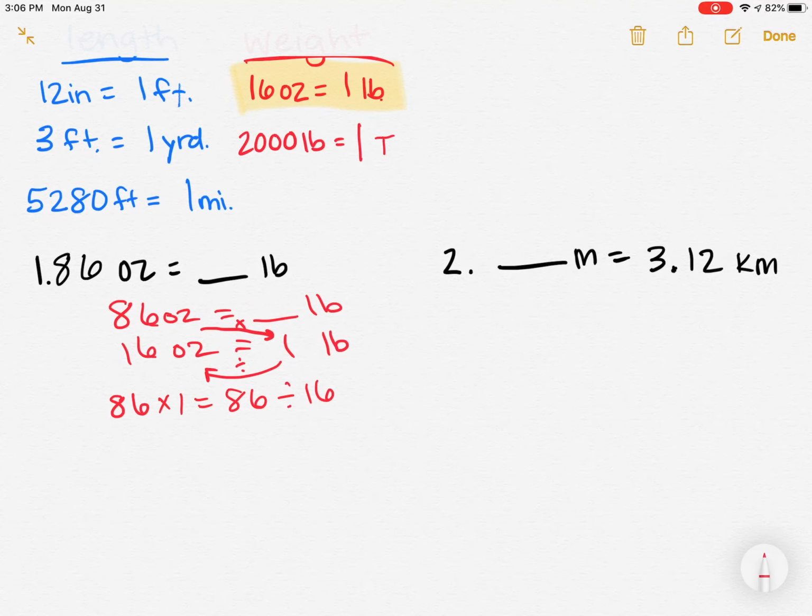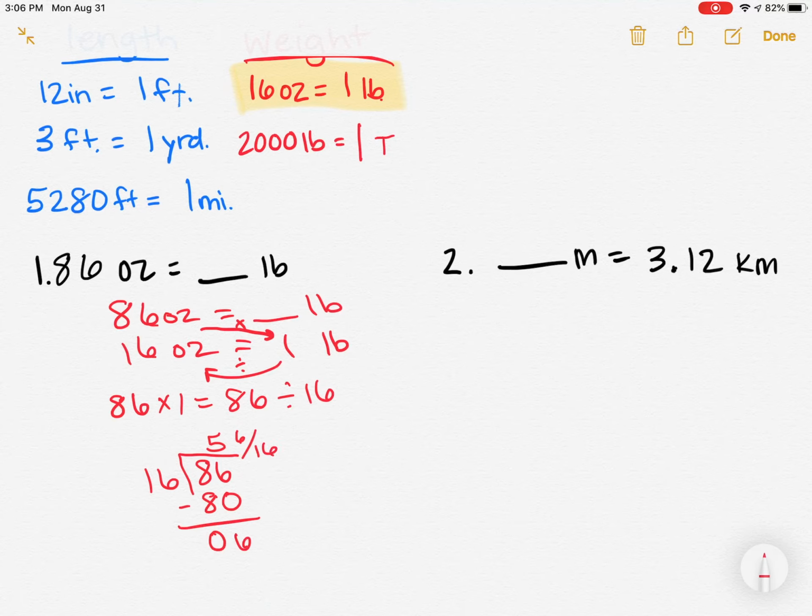Divided by 16 is a little harder to do, so let's use long division to help us. 86 divided by 16. I know that 5 times 16 is 80, which is pretty close. Let's see what the remainder is. 6 minus 0 is 6. 8 minus 8 is 0. And 16 doesn't go into 6, but we have that left over.